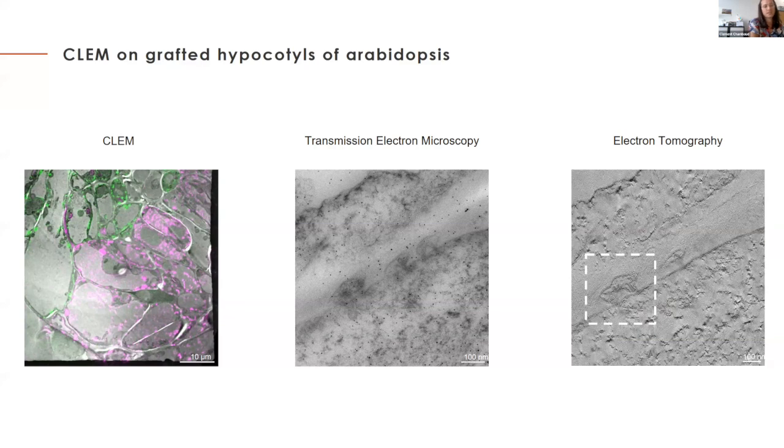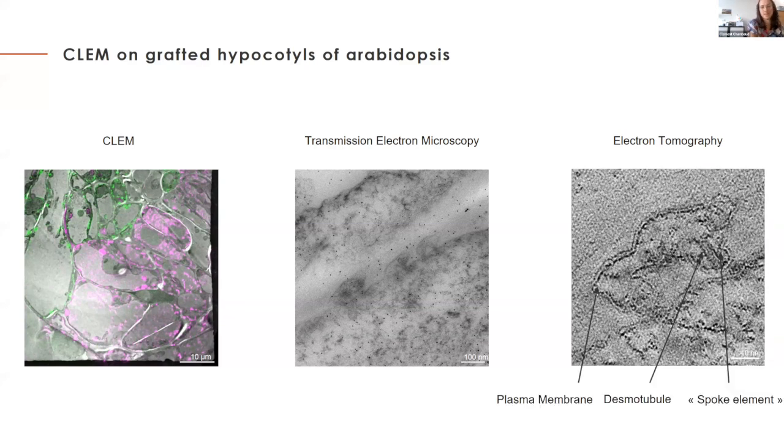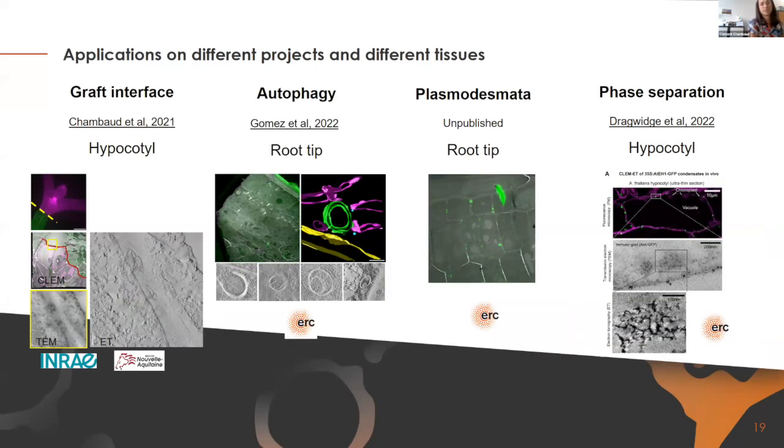And you can see on this cropped image that we can clearly see the plasma membrane and the desmotubule, so the resolution we get in the end is really nice. We were able to apply this technique on different projects and different issues. For example, I just presented the graft interface, which was on hypocotyl. We also worked on phase separation on hypocotyl, and we also worked with root tip on two projects, on autophagy and on plasmodesmata formation.